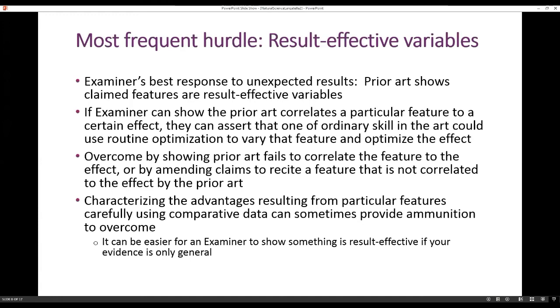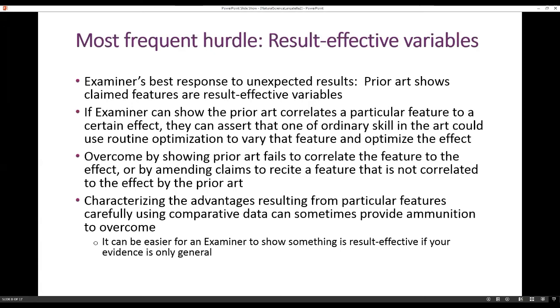So how do we overcome this result effective variable position from the examiner? Well, there's two basic ways to do it. Either you can show that the prior art fails to correlate the feature to the effect. So in my example, we could go back and attack the examiner's arguments that the cited references teach some sort of an effect on whiteness when I vary the concentration of that whitening agent. Maybe the data doesn't really show that very well. And we could tell the examiner that no one of ordinary skill in the art would ever have thought to vary that to affect whiteness. So that's one way to attack it.